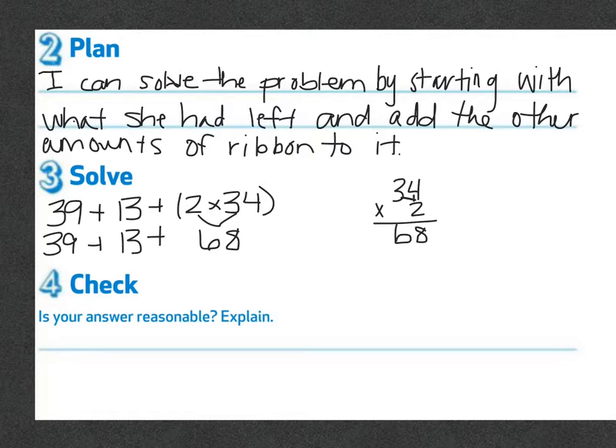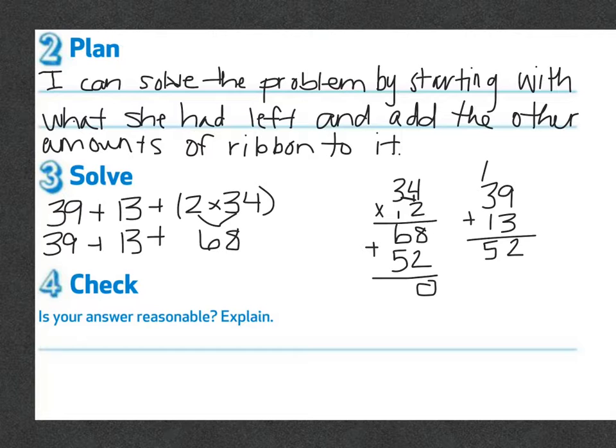Okay, so let's take 68. Let's do 39 plus 13. 9 and 3, it makes 12. 3, 4, 5. So then I'm going to do 68 plus 52. Okay, that's going to make a 10. 6 and 5 makes 11, and 1 more makes 12. So she started with 120 inches of ribbon. So that's what she started with.